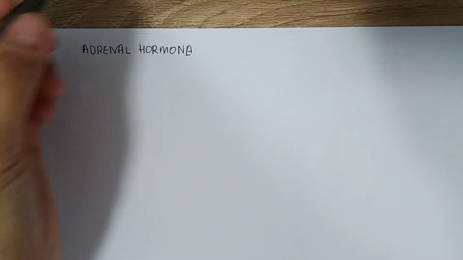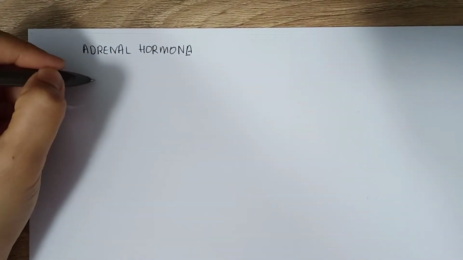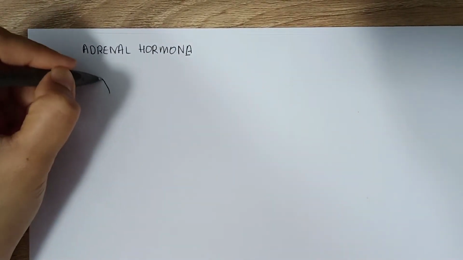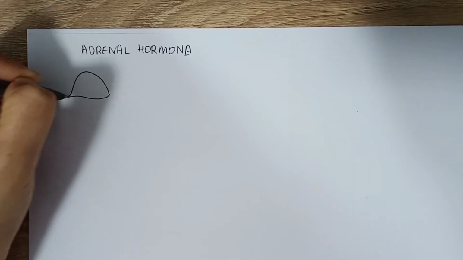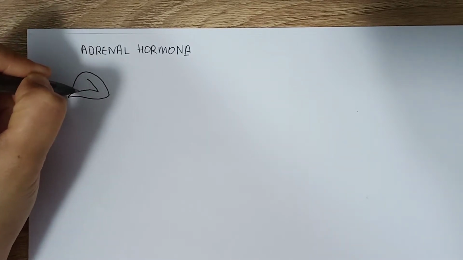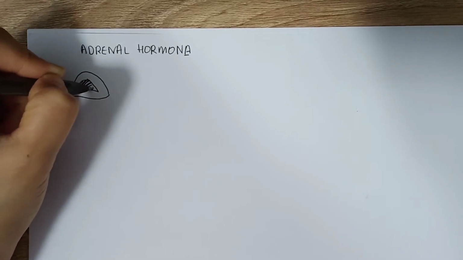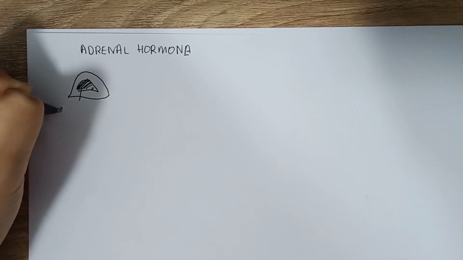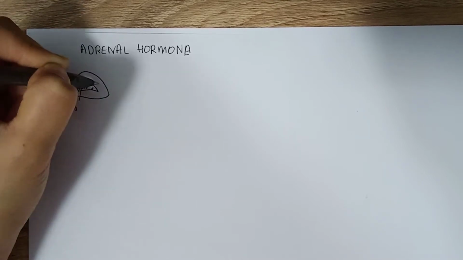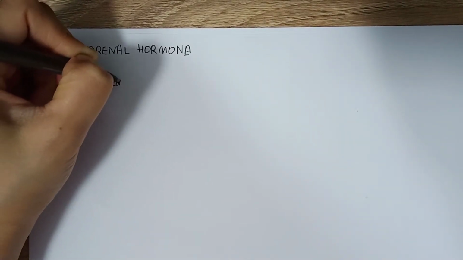So this video will be focused on the adrenal hormone. So let's go first with the structure. It's a retroperitoneal structure which is composed of cortex and also medulla. So we have medulla here in the middle, and we have the cortex.